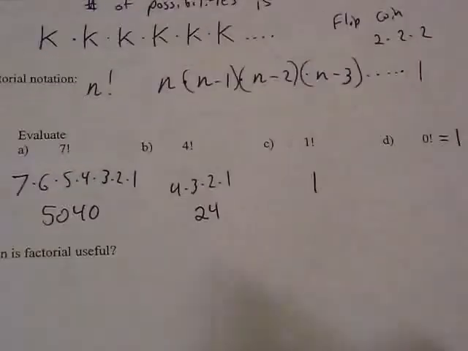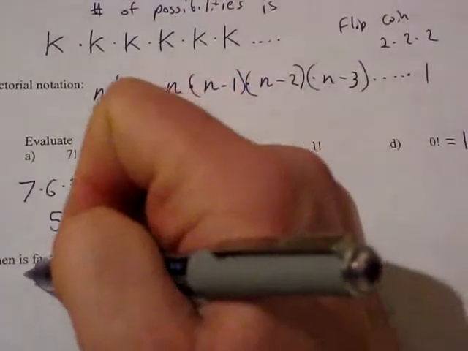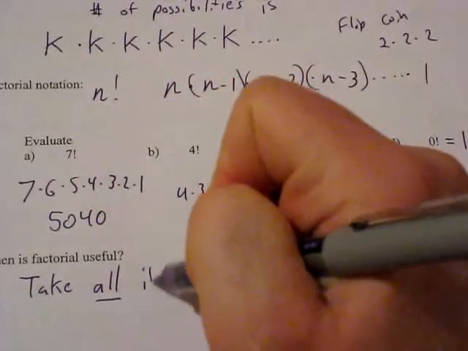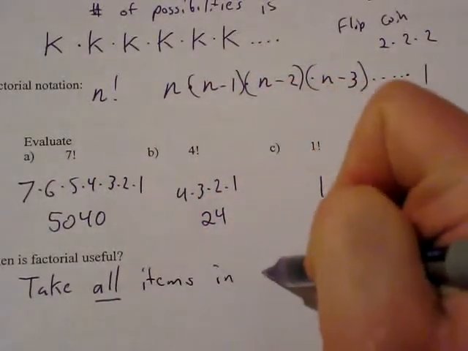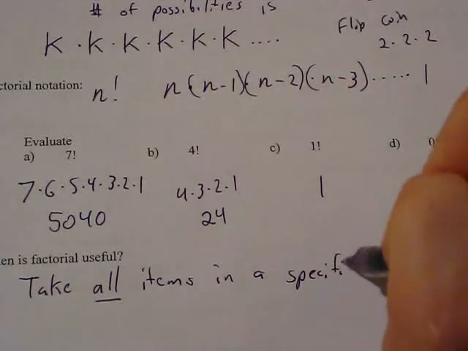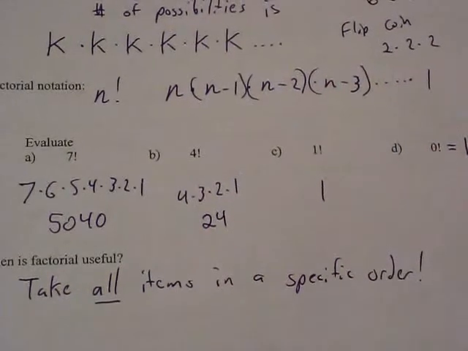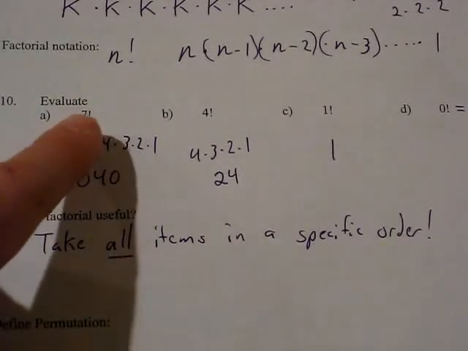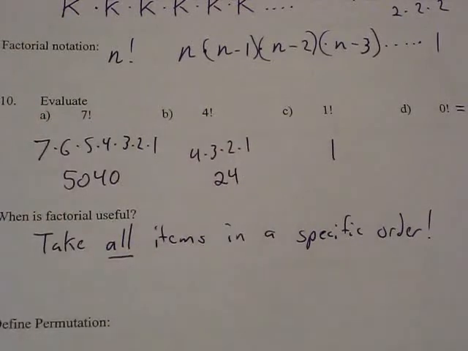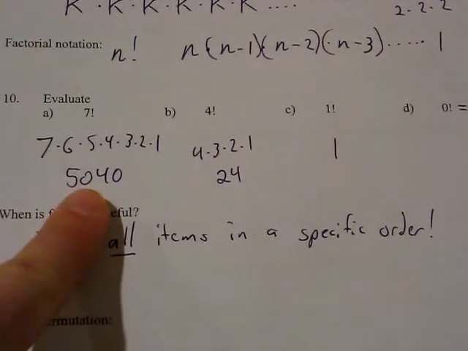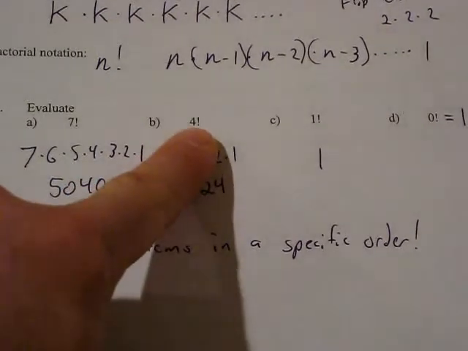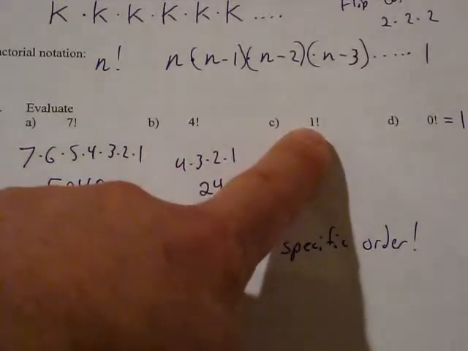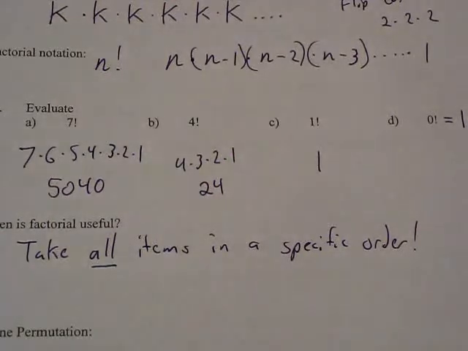But when is factorial useful for us? Factorial is useful when you want to take all items in a specific order. So, for example, you want to pick 7 items in a specific order. Well, how many different orders are there? 5,040. You want to pick 4 items in a specific order? There's 24 ways to do that. And obviously, logically, you want to pick 1 item in a specific order. Well, there's only one way to do that.